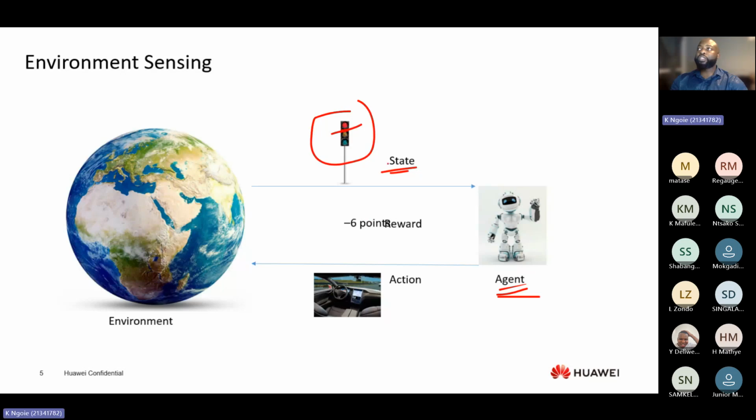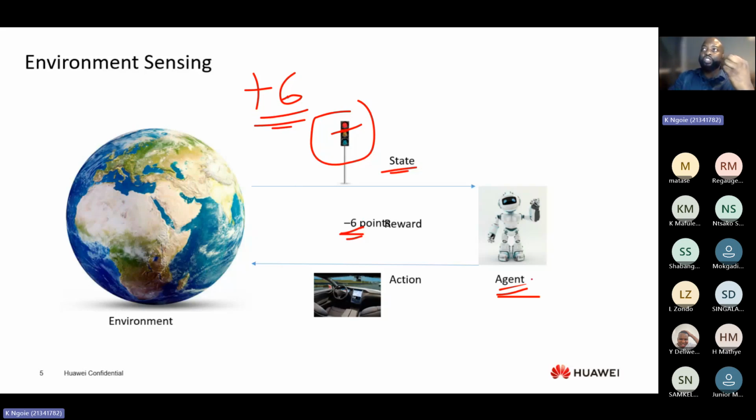So if the robot stops here, it's going to earn maybe plus 6 points. But if it doesn't stop, if the car doesn't stop, it's going to lose 6 points. So now every time the agent is learning in this environment, if it takes a wrong decision, it's going to accumulate a punishment. If it takes a right decision, it's going to accumulate a reward.